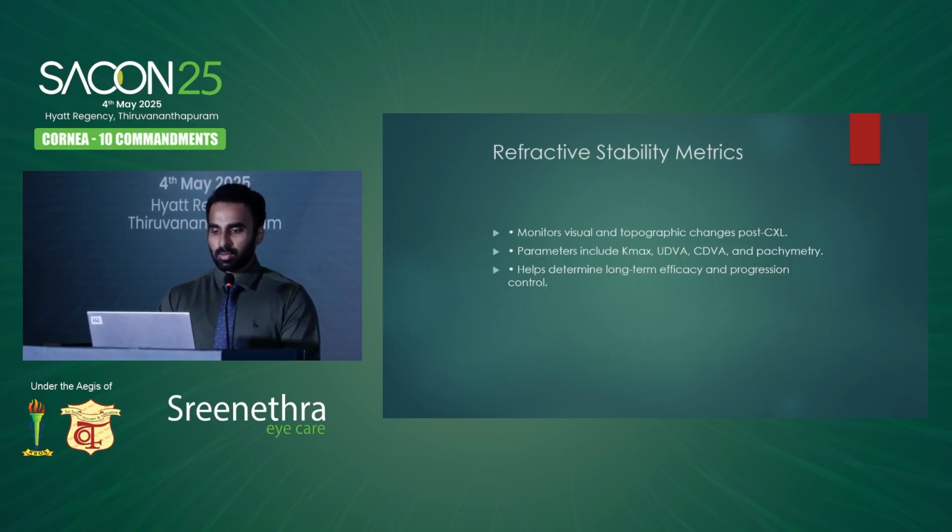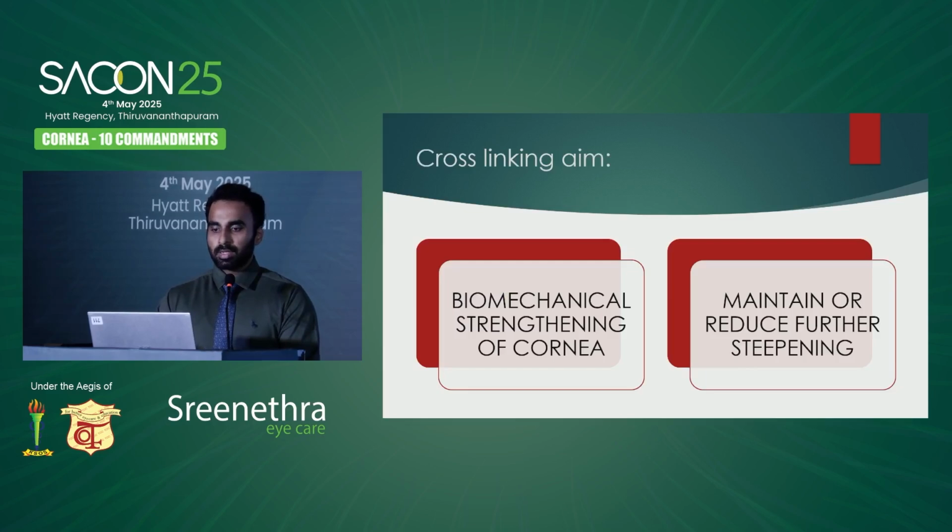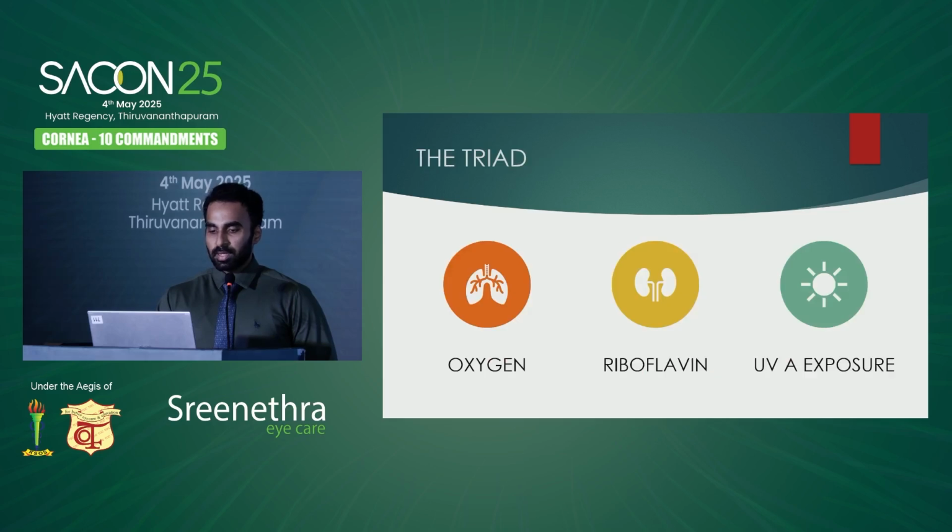The other things you can use are your biometers, and look at the refractive stability. The parameters may include the Kmax, uncorrected distance visual acuity, and corrected distance visual acuity, and progressive thinning of the cornea that you can see in pachymetry. So use all of these new advancements to diagnose keratoconus a little earlier, and you can appropriately treat them by doing cross-linking. As you know, cross-linking is a procedure that biomechanically strengthens the stiffness of the cornea, and it will also at least maintain or reduce further steepening as well.